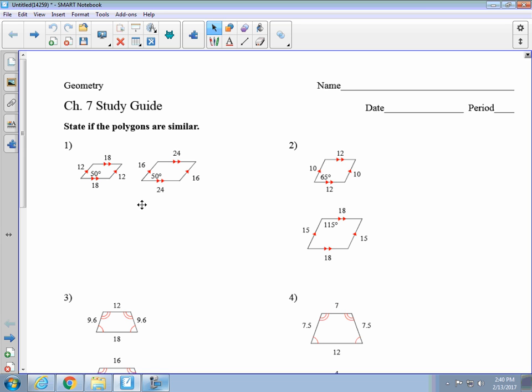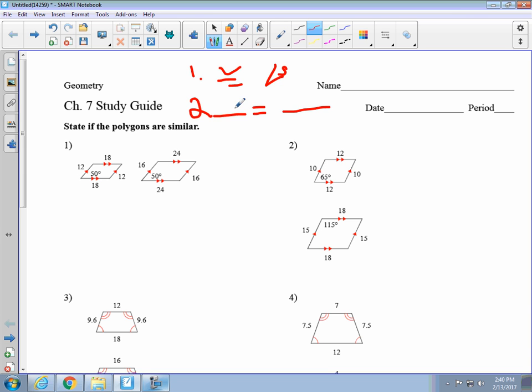So as we begin here, the very first thing is we need to state if the polygons are similar. How you do that is similarity requires two items. One, it requires congruent angles. Number two, it requires proportion in the sense of the proportional sides. So we're going to create a proportion and we're going to cross multiply. If you examine each of these questions down here, you need to look for congruent angles.